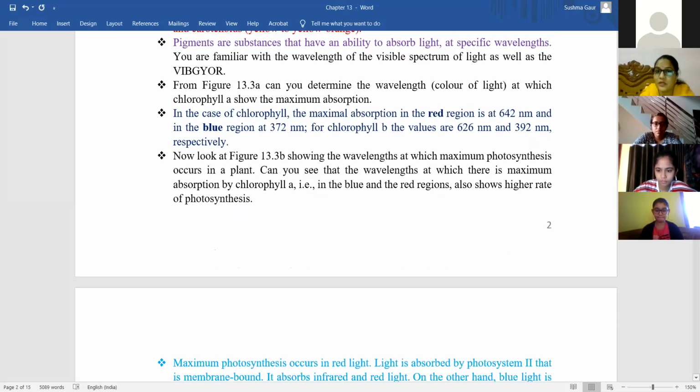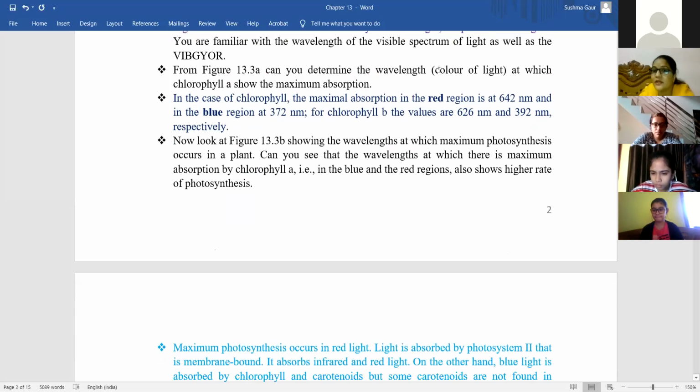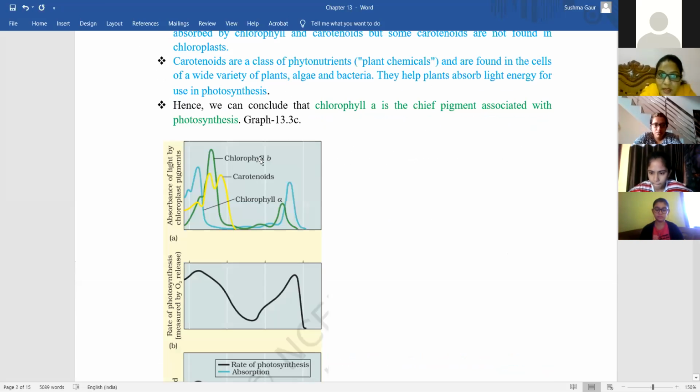In figure 13.3, we can see the wavelength or the color at which chlorophyll A shows maximum absorption. This blue line represents chlorophyll A, yellow represents carotenoids, and green represents chlorophyll B. You can see the peaks of chlorophyll A are at 2 places, and they are quite far from each other, right? Chlorophyll B is also absorbing at 2 places: at one the peak is high, and at the other the peak is quite low. Carotenoids also have 2 peaks, but they are quite close to each other.